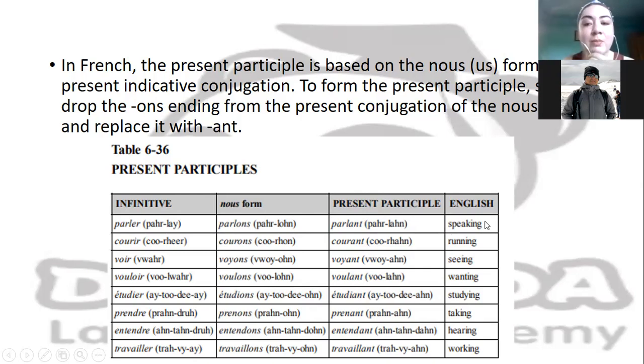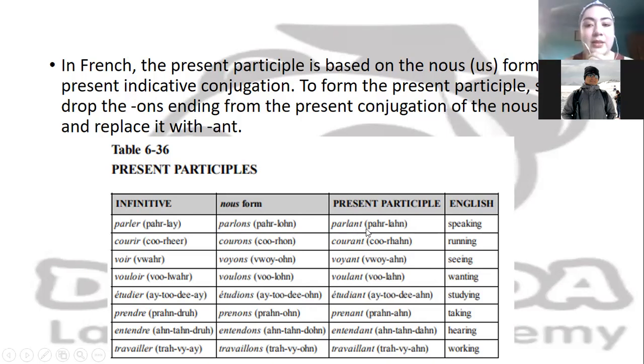So let's take a first example with speaking. Speaking is parler in the infinitive form. Parler. Yes, parler. How about the nous form? It is parlons. Yes, pero sa present participle, it is parlant. Very good. So, kung napansin mo, we dropped the ONS and we replaced it with ANT.